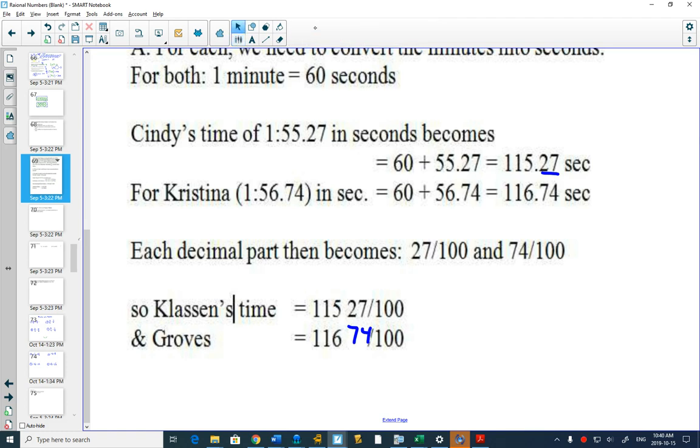So we can figure out that she beat her by over a second. Can you see that it's over a second difference between the two? And by comparing them with mixed fractions, you can get a different kind of sense of how the math works and figuring out the differences between them. Okay.